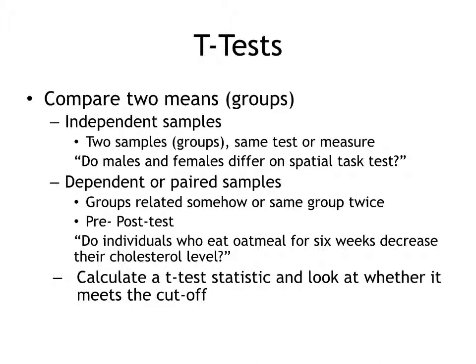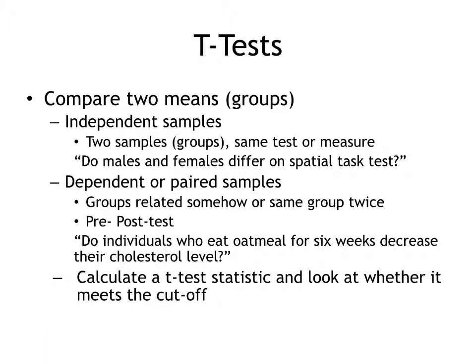T-tests. First kind of analyses that I expect you to conceptually understand. When someone is doing a t-test, they are comparing two groups, two means. Any more than that, it's not a t-test. There are two kinds. There's the independent samples t-test, and that means you've got two groups, two samples, same test or measure. So it would be something like, do males and females differ on spatial tests? Two groups, a group of males and a group of females. And are they different on this test that we give them? I would run my t-test and I'd see if that number was above or below the critical value.